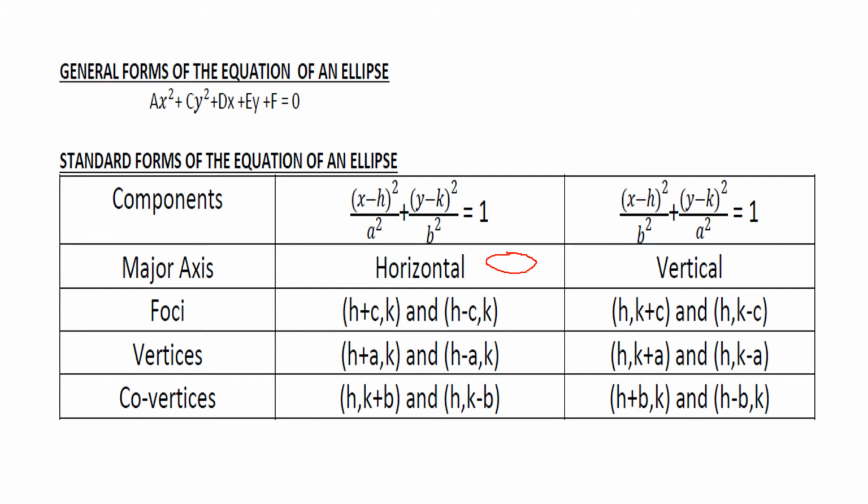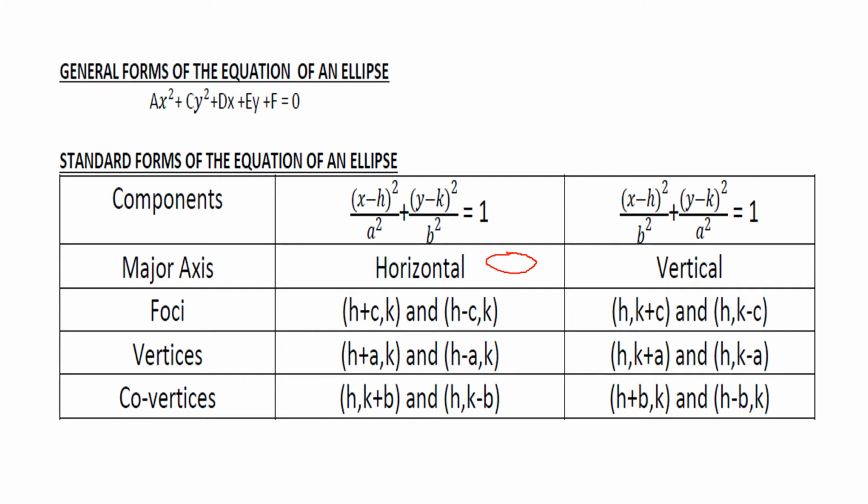Okay, so that is the representation of our ellipse. Next, to solve for the foci, that is h plus minus c, and then you copy k from our center. For the vertices, that is h plus minus a, and then you copy k. For the co-vertices, that is h, k plus minus b.